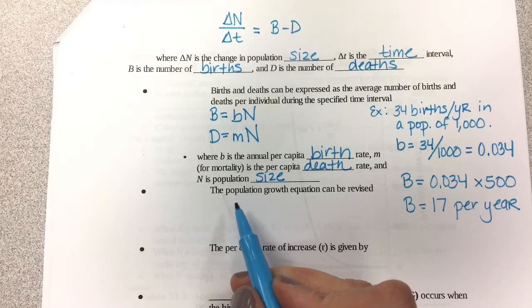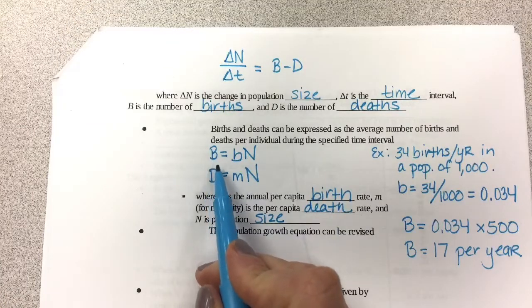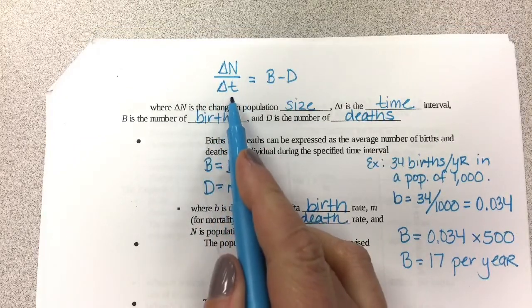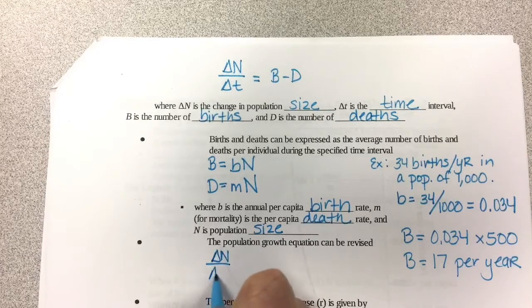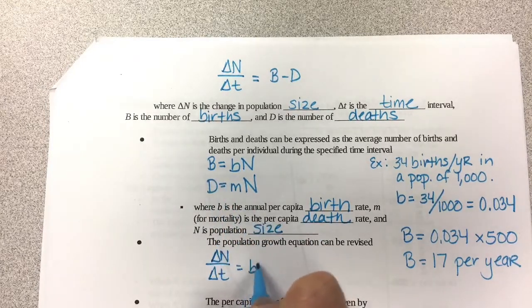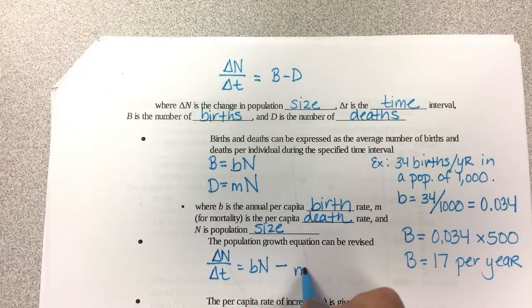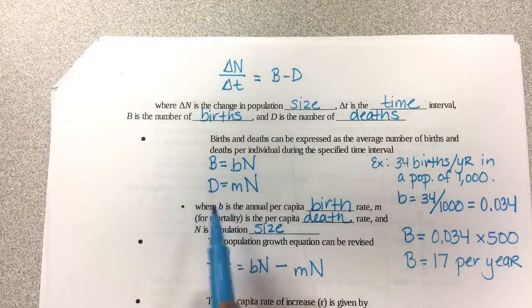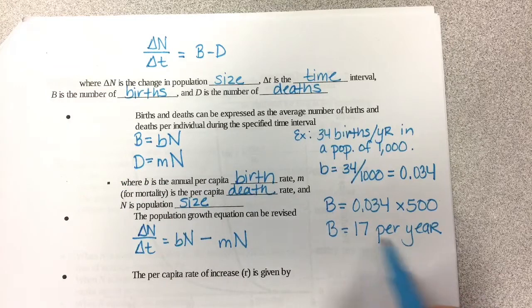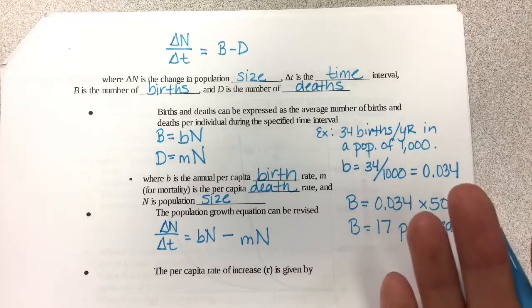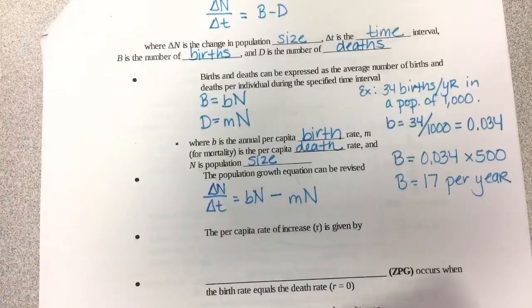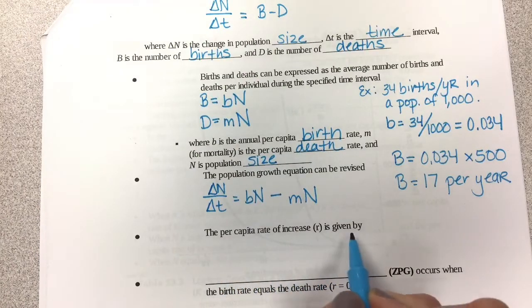Now the population growth equation can be revised because we've redefined what B and D were. We had the change in the population size over a given time period as B minus D. Now we can substitute: instead of B, we write little b times N, minus little m times N. That's the number of births, the individuals added per year, minus the individuals the population will be missing that year, the deaths. And you end up with the change in population. Either the births term is going to be higher than the deaths term, and you're going to have an increase in the population, or it's going to be lower, and you're going to have a decrease in the population.